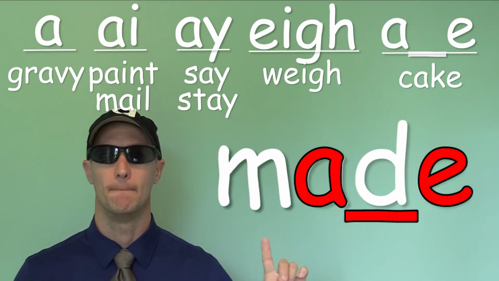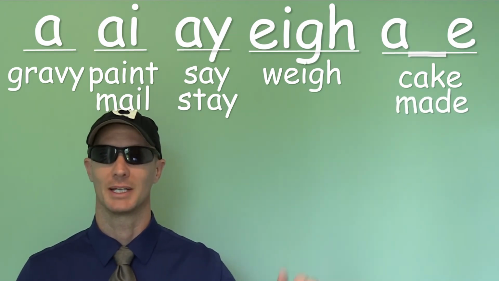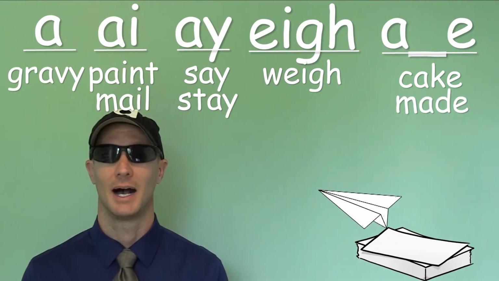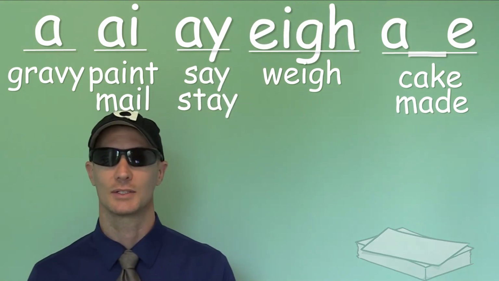Made. Where does this word go? A blank E, you see it, made. I made something for my mother, made. Next word.